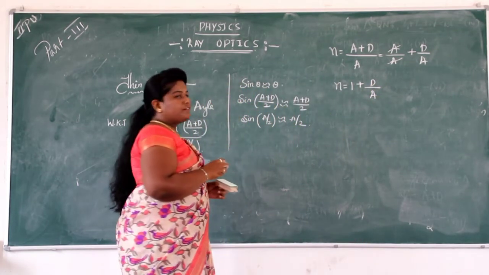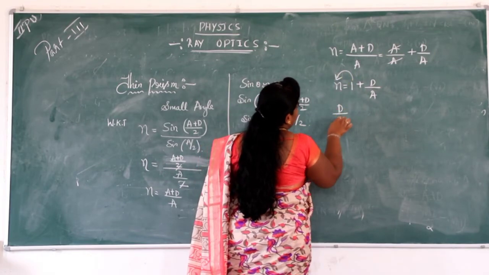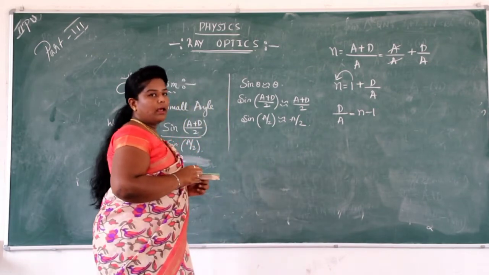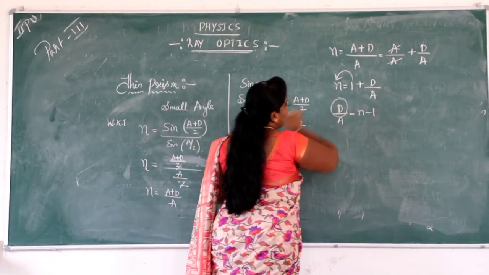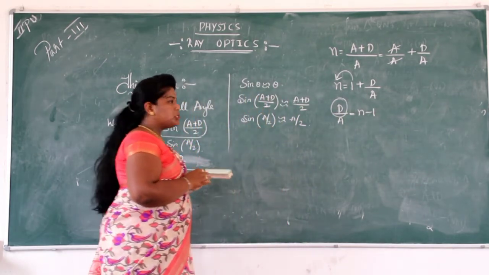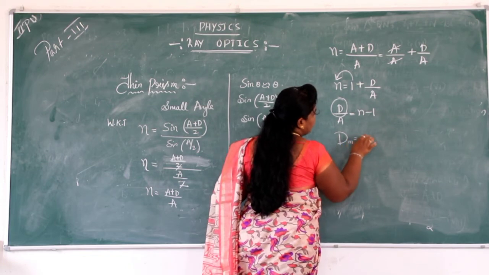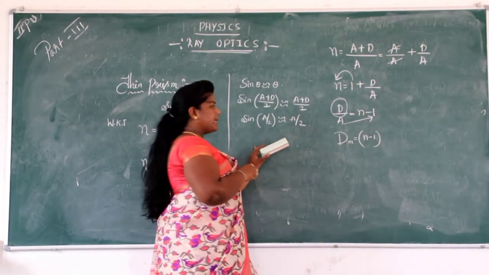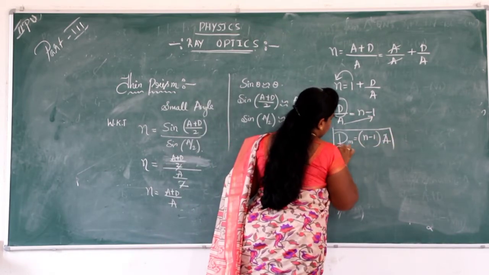Now I am going to shift n towards this side. So what happens now? d by a becomes equal to n minus 1. I want to know the formula for the minimum deviation of this thin prism, so the minimum deviation of the thin prism Dm can be written as n minus 1 into, just doing the cross multiplication, it becomes n minus 1 into a.